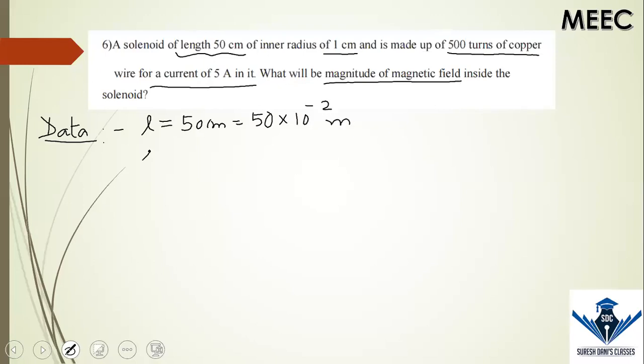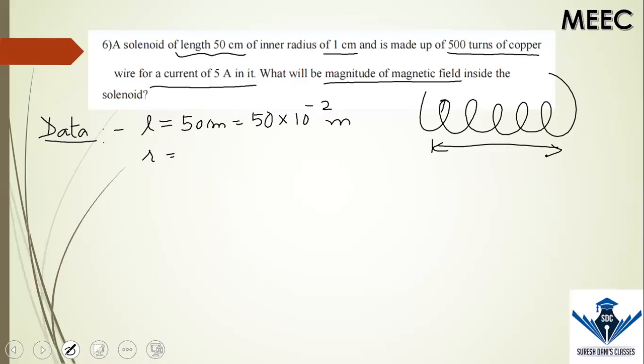The inner radius of the solenoid is given to us, and the length of the solenoid is given to us. The radius is 1 centimeter, so it is 10 raised to minus 2 meters. They've given us the number of turns, 500 turns of copper wire, and the current is 5 amperes, right? What will be the magnitude of the magnetic field?